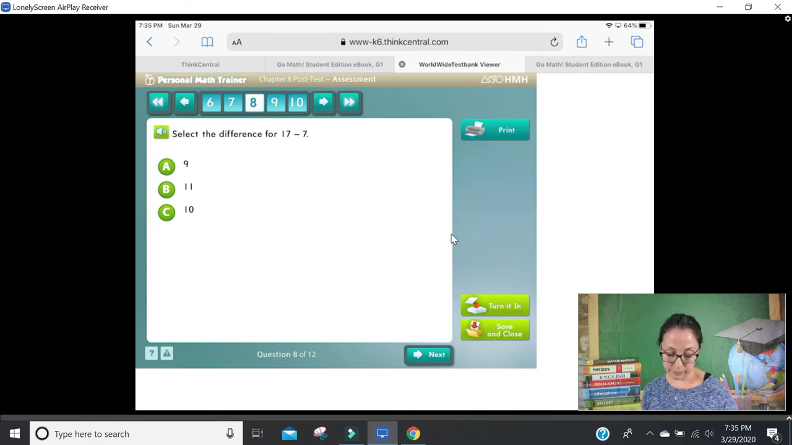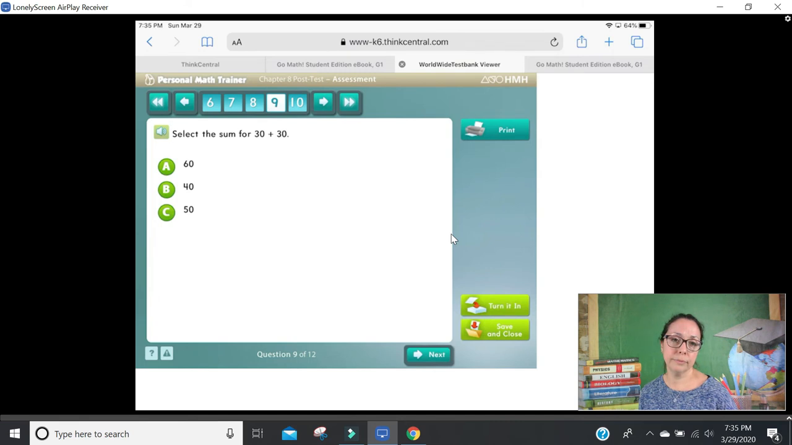Select the difference for 17 minus 7. Selecciona la diferencia para 17 menos 7. So, puedes usar tu cuaderno para averiguar o quizás lo sabes en la cabeza. So, you can use your notebook or maybe you already know that answer in your head. Make sure you're looking at the symbol is minus. Estamos restando. No se olvide del símbolo. Number 9.